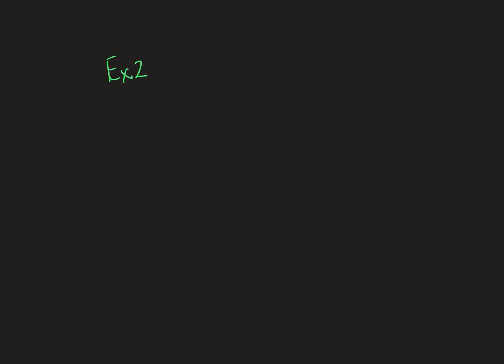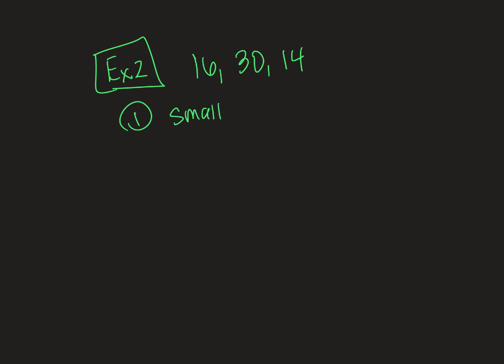Example 2. All right, you have 16, 30, and 14. So first thing we want to do is check: small plus small has to be more than the big. And if it's not, we're done with the problem. We'll just say, nope, you can't, there's no triangle.